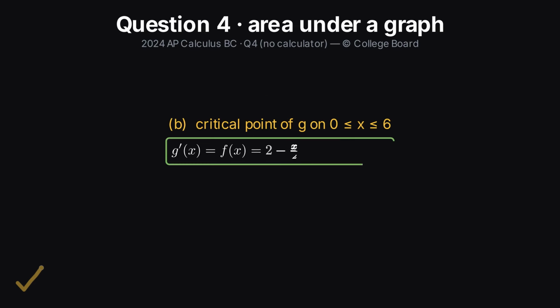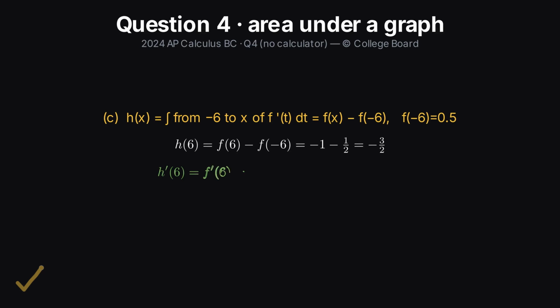Part B. G prime is f. On 0 to 6, f equals 2 minus x over 2, which is 0 at x equals 4, so the only critical point of G is x equals 4. Part C. H of x is the integral of f prime from negative 6 to x, which equals f of x minus f of negative 6. So h of 6 is negative 1 minus a half, negative 3 halves, h prime of 6 is the line slope negative 1 half, and h double prime of 6 is 0.